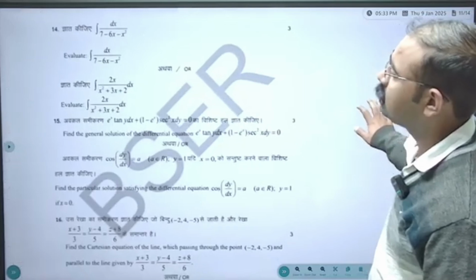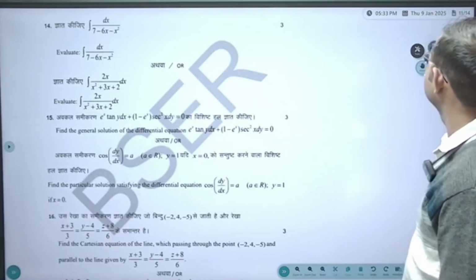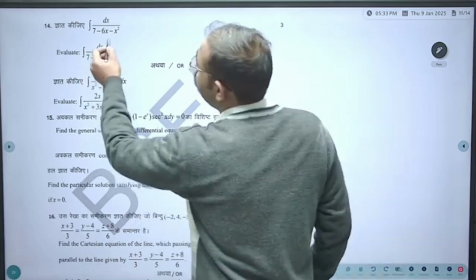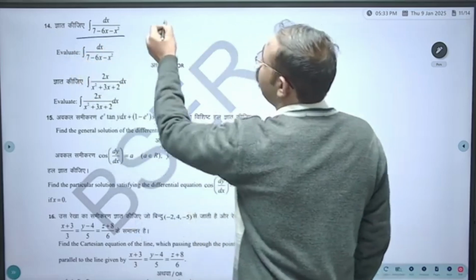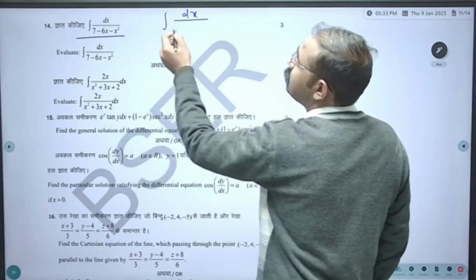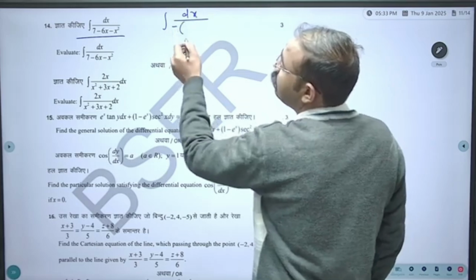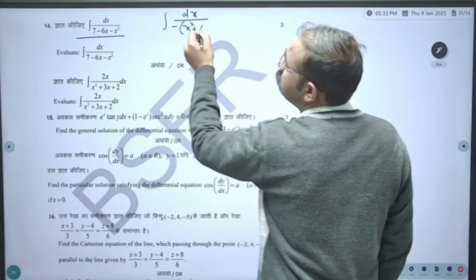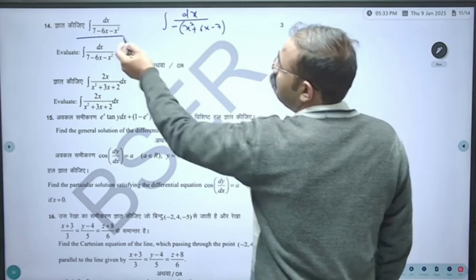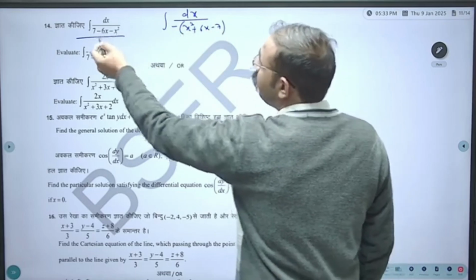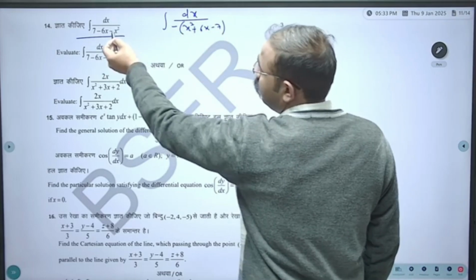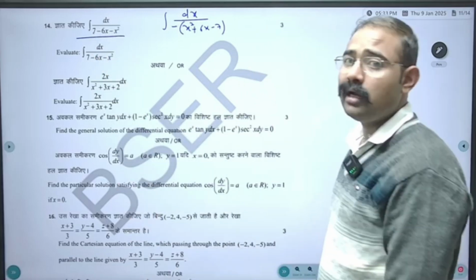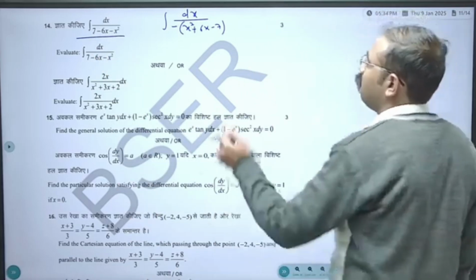Now we are in section C. Question number one is to evaluate this integration. So I can write this as dx upon, I can take minus common. So x square plus 6x minus 7. If I take minus common, the signs will change: x square, this minus will be plus, this minus will be plus, and 7. We have plus with 7, and this will go minus.